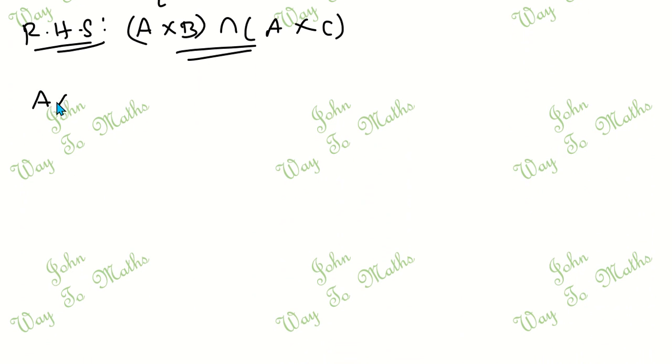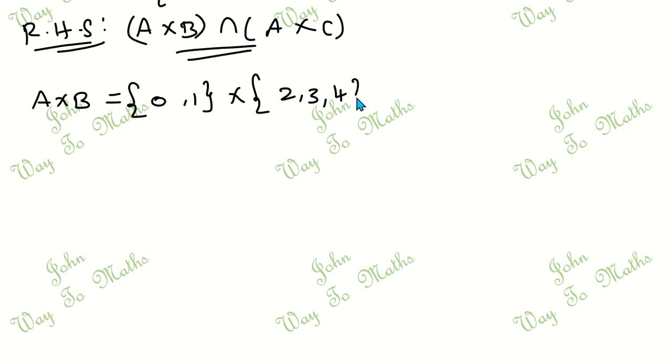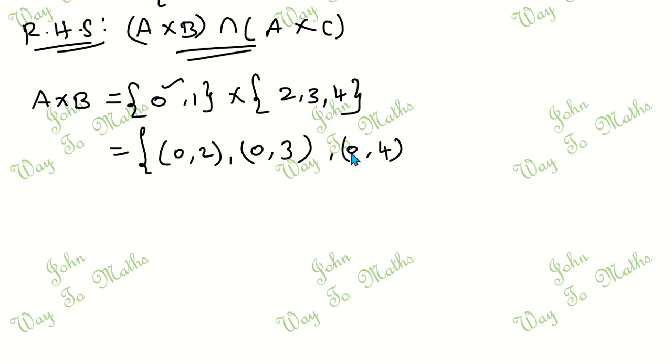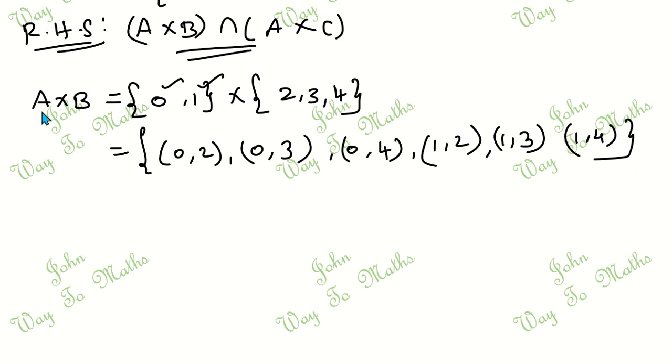A cross B. So the A set becomes 0, 1 cross the B set, which becomes 2, 3, 4. Here I'm going to choose 0, applying the product rule. So 0, 2, then 0, 3, then 0, 4. Then I'm going to choose 1. So 1, 2, 1, 3, then 1, 4 is the A cross B.